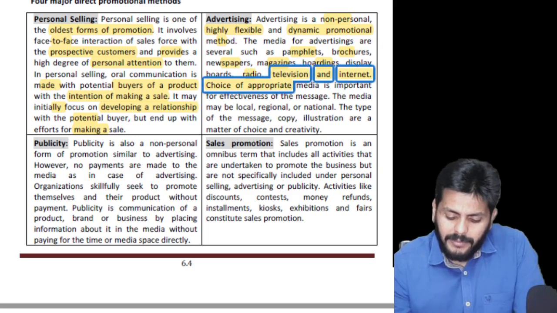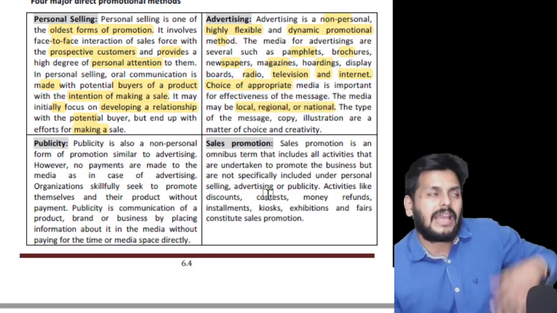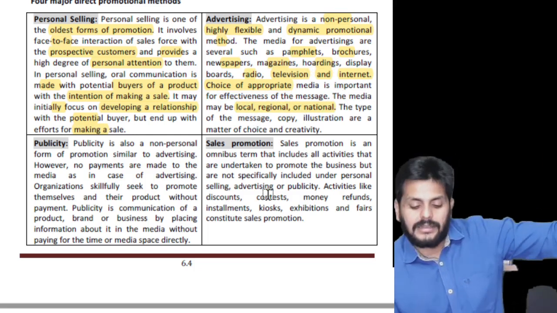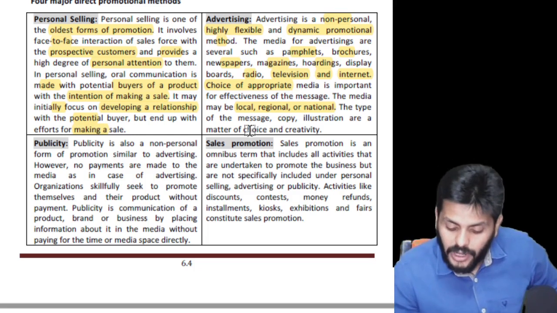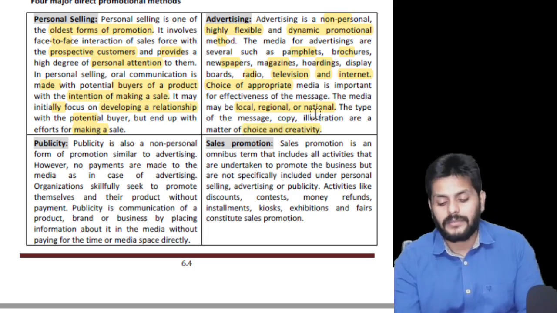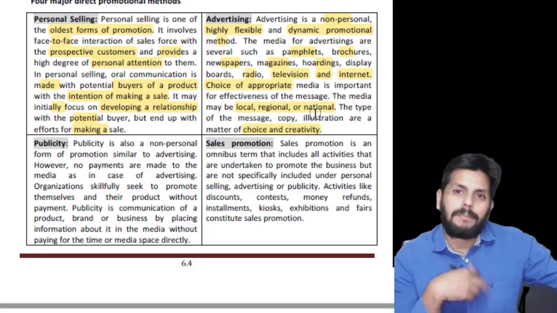Choice of appropriate media is important for the effectiveness of the message. It can be local, regional, or even national. The type of message that you're going to give, and the illustration, maybe through an ad, are a matter of choice and creativity. And advertising is very much a paid form of promotion. You've got to pay for it.